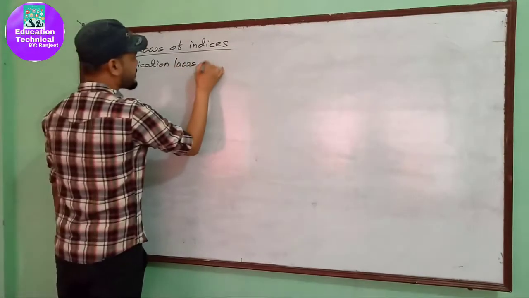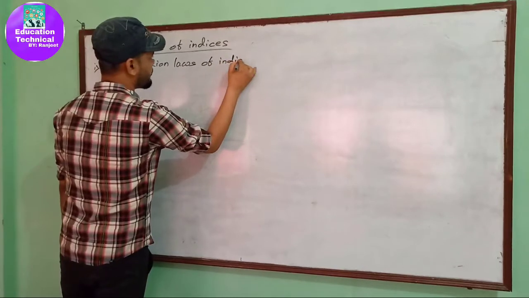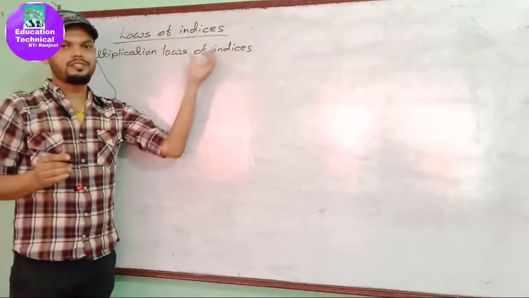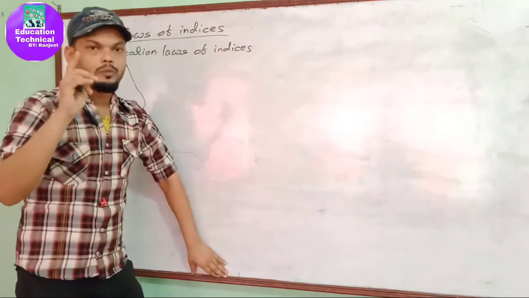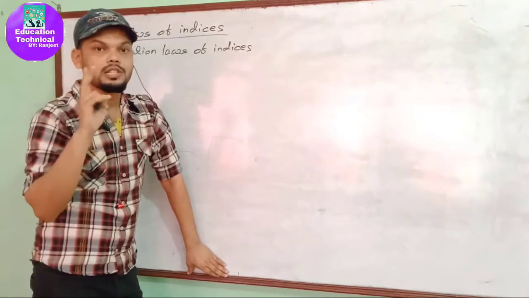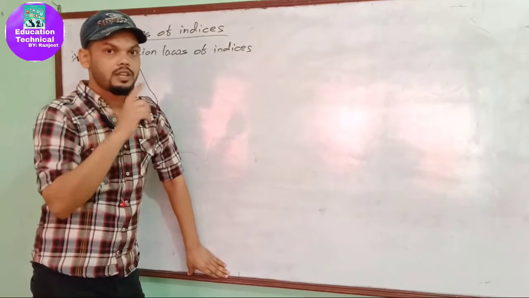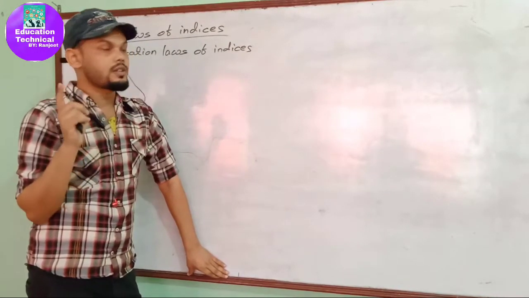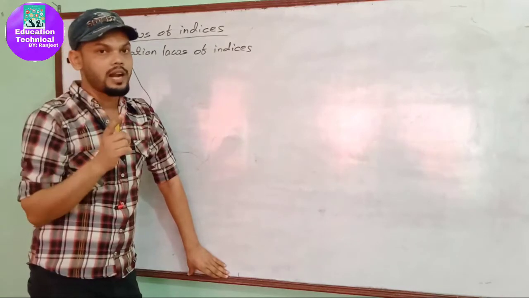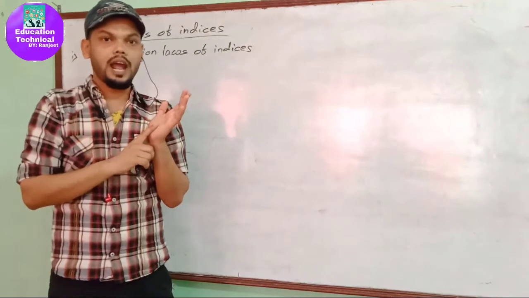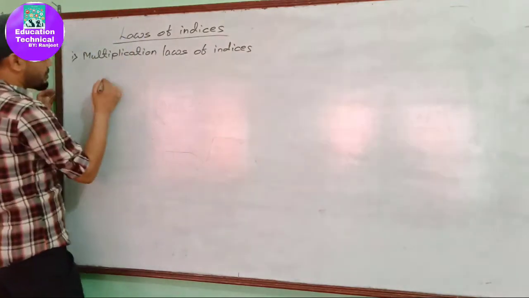According to this multiplication law of indices, it says that whenever two or more than two algebraic terms that are to be multiplied have the same base, then in such condition their powers are only added. You can be more clear from the example.